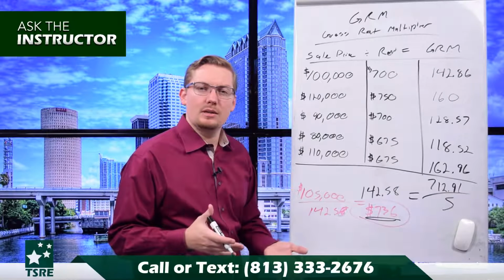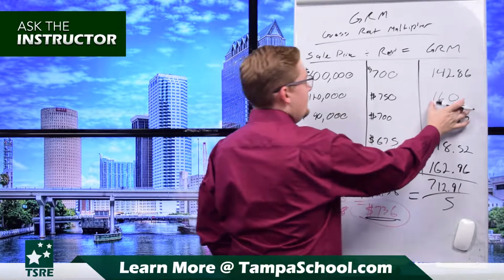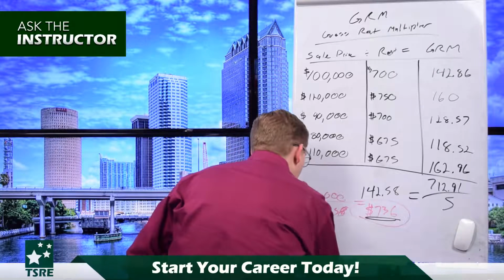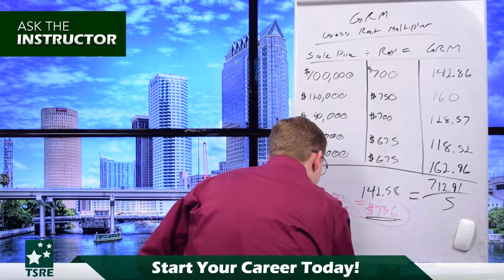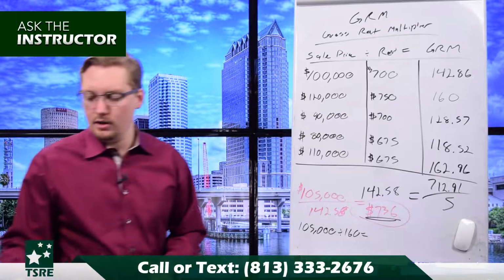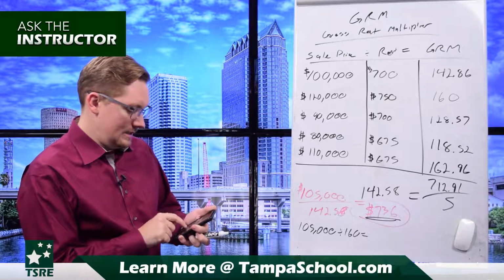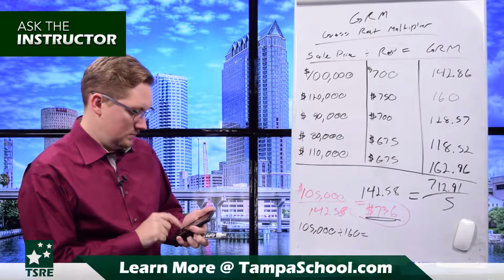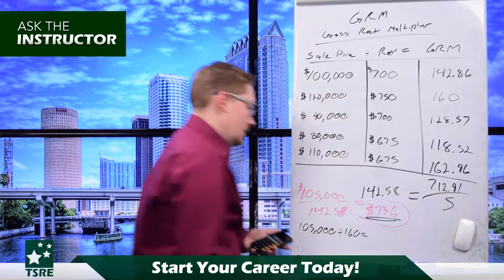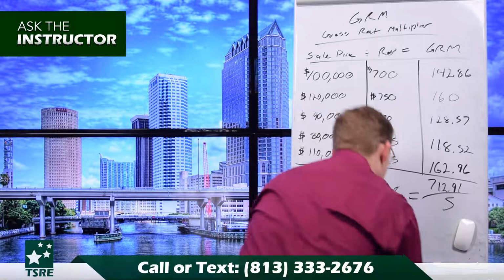But let's say we want to go onto the lower side. And on the lower side, it's going to be based off of this 160 gross rent multiplier. So if we take that 105 and divide that by 160, this is going to give us the low end of our rent range. So 105,000 divided by 160. That's going to give us a low end rent range of $656.25.